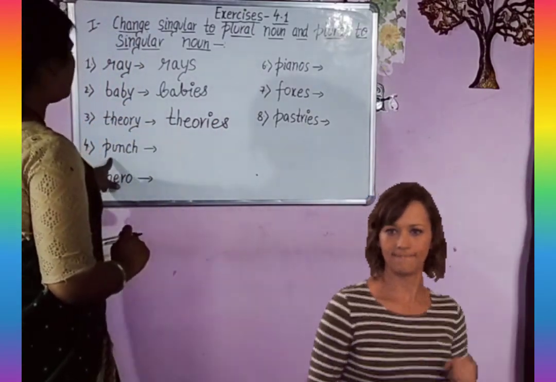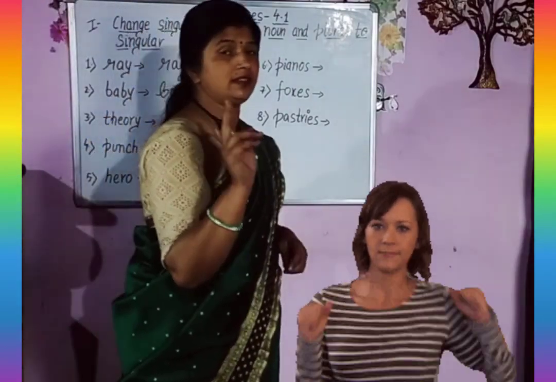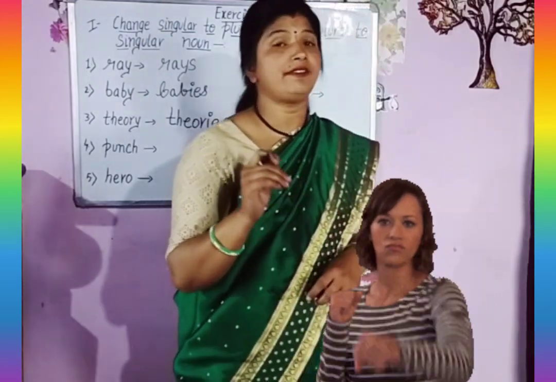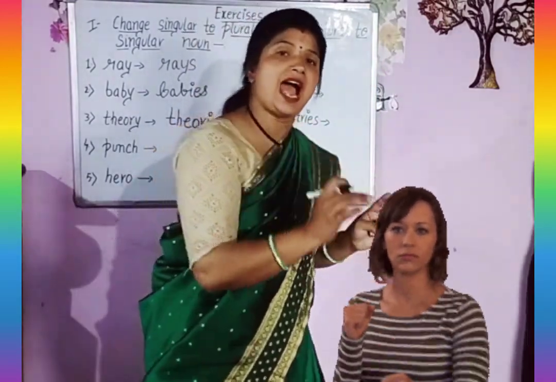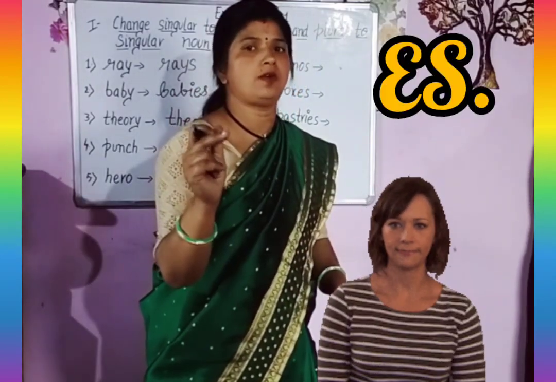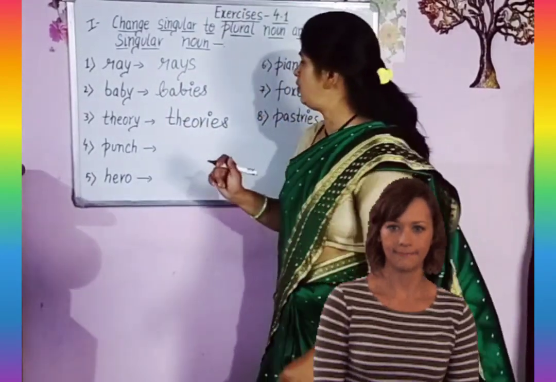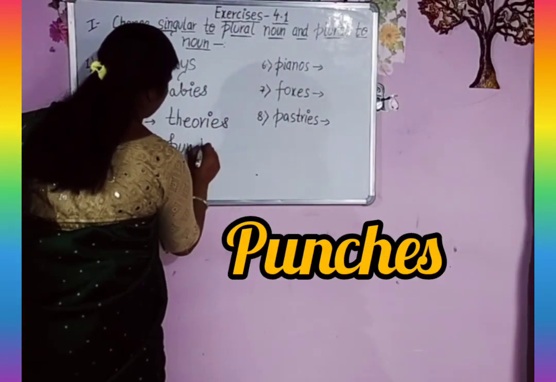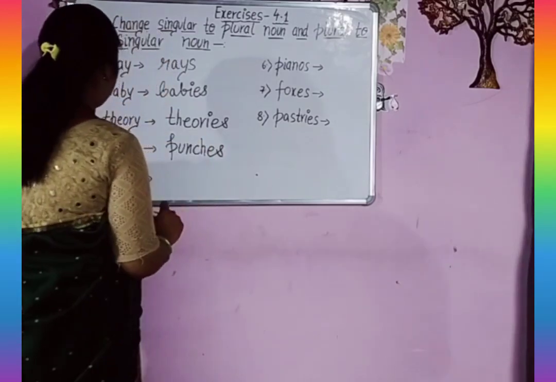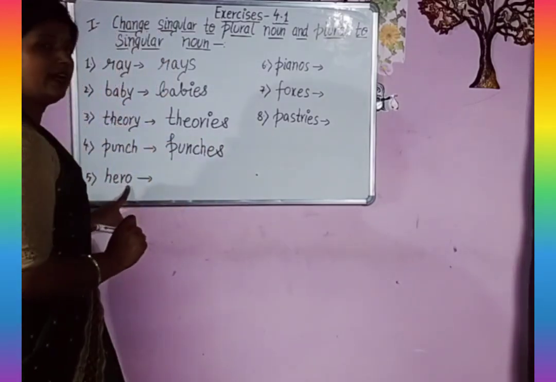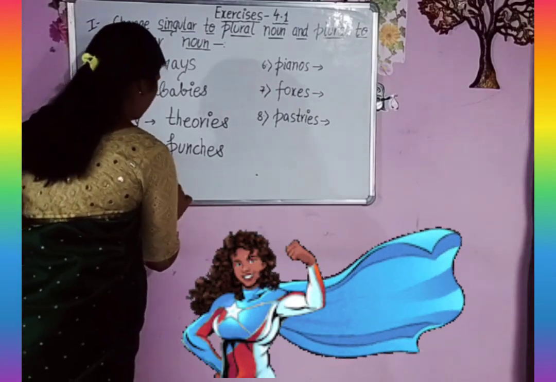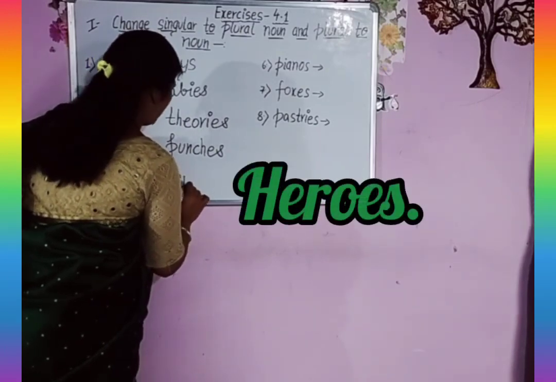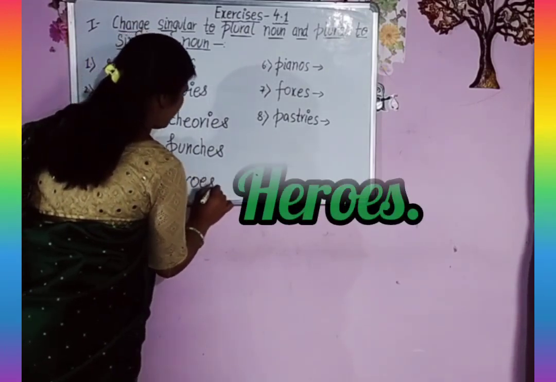Now here it is punch. In the word punch, CH is at the end. I have told you that if CH is there, we add ES to the singular noun. So it will become punches. Now again, hero has O at the end. If O is there at the end, it will become heroes. Again, ES will be added.